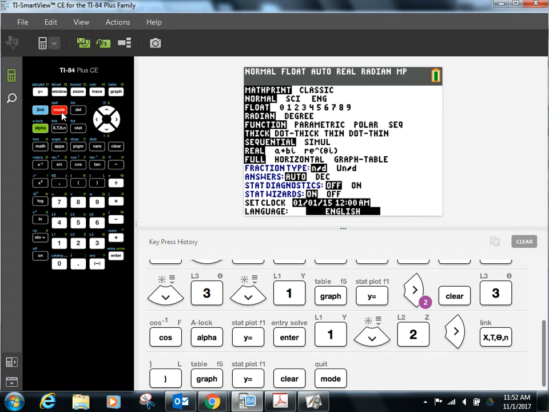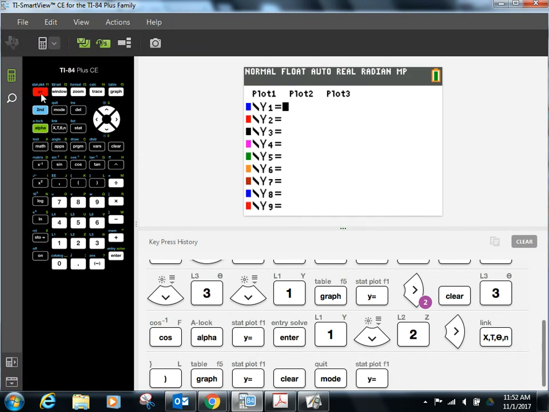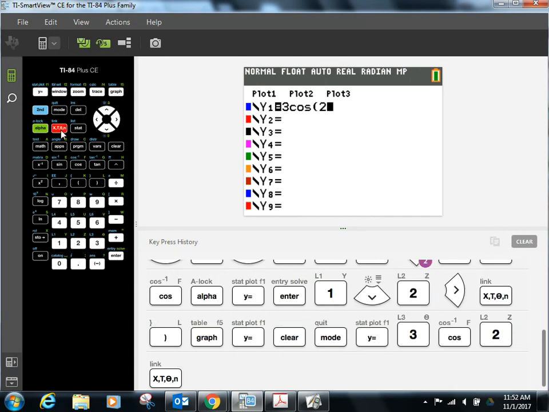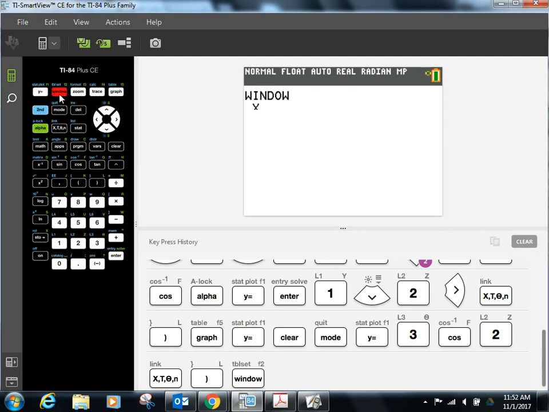Okay. You can go to the y equals screen right now. Don't hit graph, though. Enter 3 cosine 2x, what we're about to graph. Everybody good? Okay, don't graph anything because it's not even going to look close to what you should be graphing. What we need to do now is adjust the window on our calculator so it fits the graph we're asked to graph. So everybody go to window.